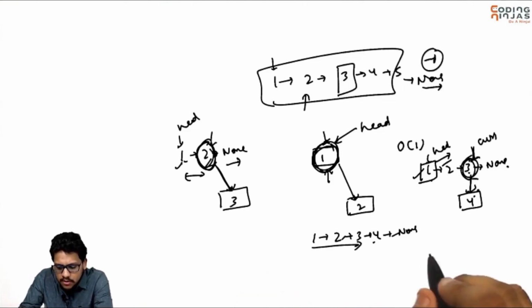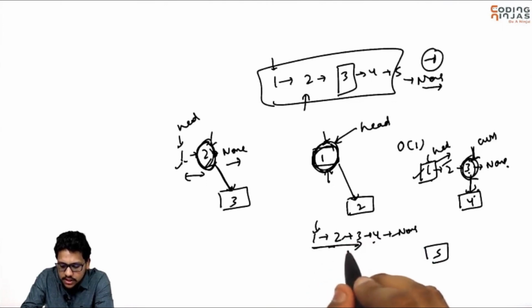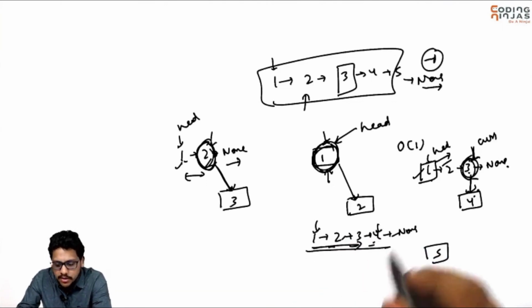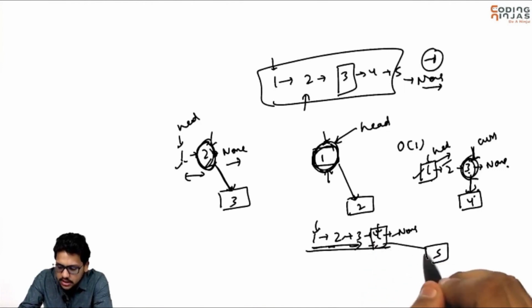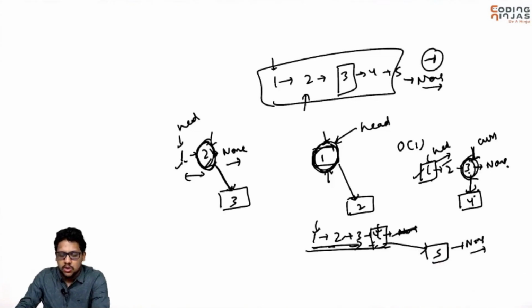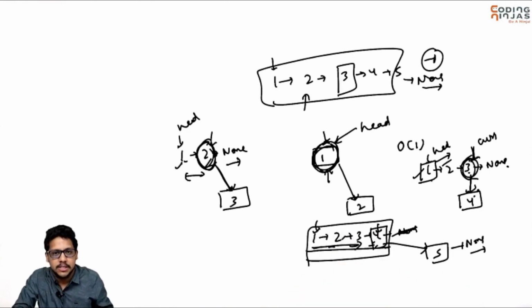Now for the 5th element, you will create a node for 5. You will start from here and keep on traversing till you reach the last node. You will traverse for 4 elements, and 4's next will be assigned to 5, and 5's next is already pointing to none. So assigning next of anything is order 1 step. I think the only step which takes time is traversing for these elements.